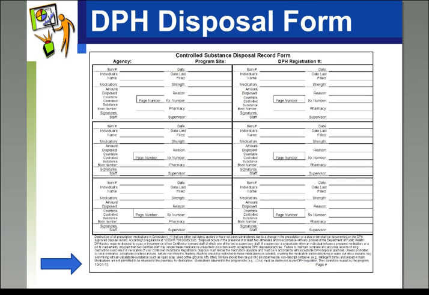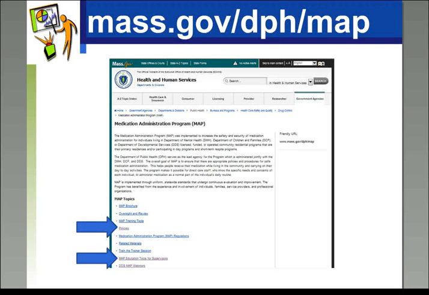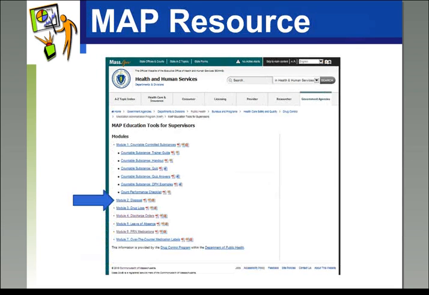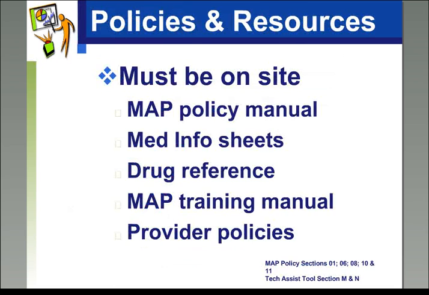Additional information is located using the MAP URL. If you click on Policies, you'll come to the MAP Policy Manual and Forms, which is where the most current disposal record is located. Clicking on MAP Education Tools for Supervisors will get you here. Disposal is Module 2. Policies and Resources are Section M and N on the TechAssist tool.